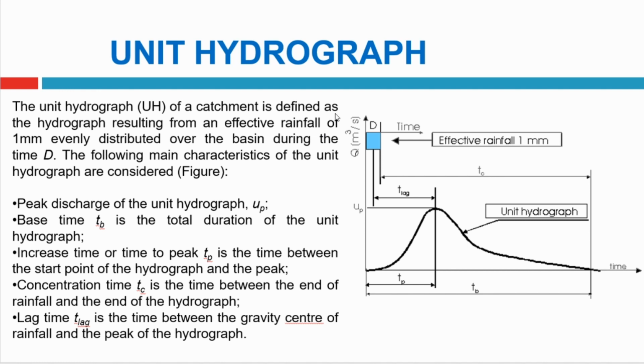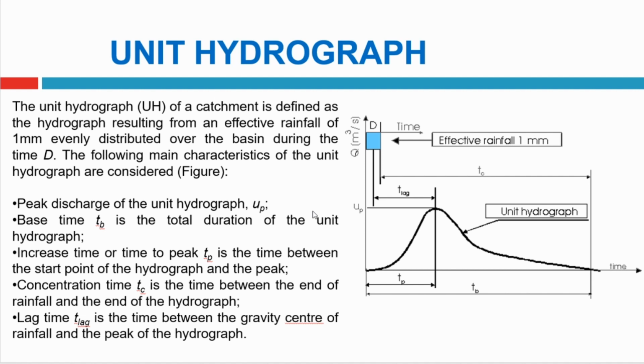Now some of the things that I would like to briefly discuss is that time TB, this is called the base time. Base time means what? Beginning of the unit hydrograph and end of the unit hydrograph. That is the total duration of the unit hydrograph. Okay. Now going to TP. TP is the time that is taken to reach the peak of your unit hydrograph, from the point where the rise of the unit hydrograph starts.